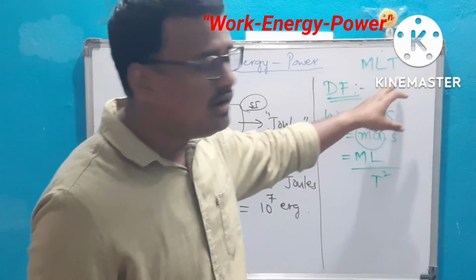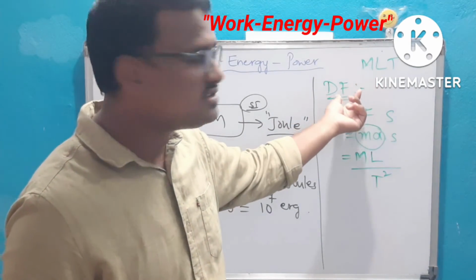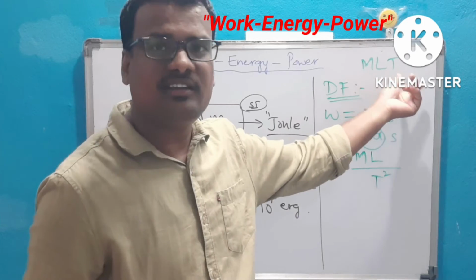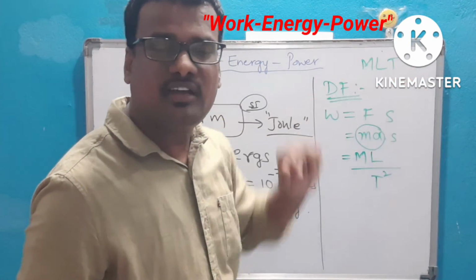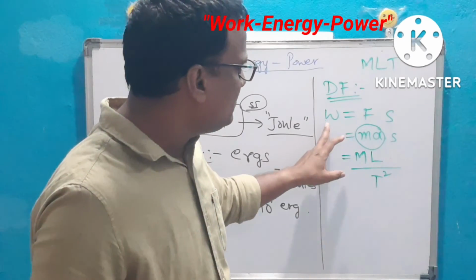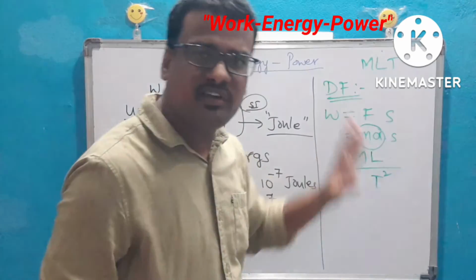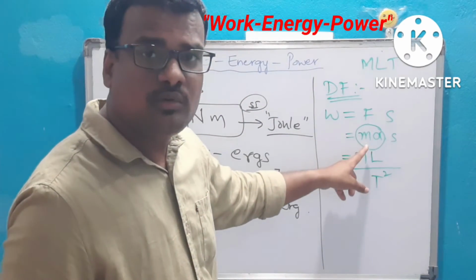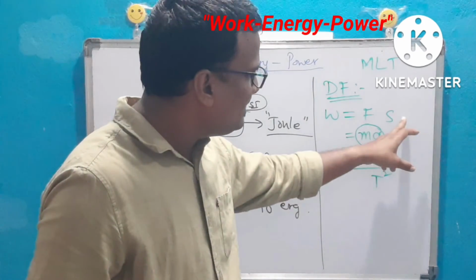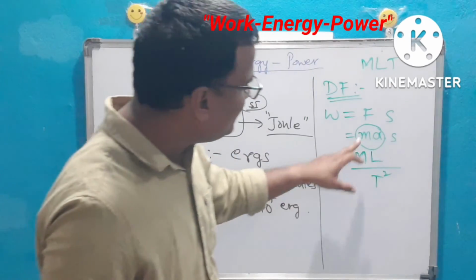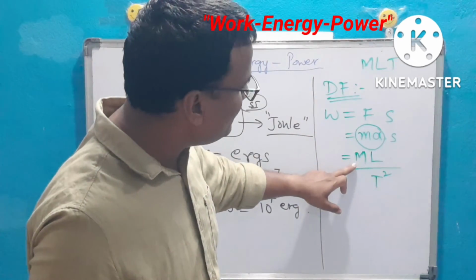Most of the dimensional formulas are derived in MLT terms. Here M is the mass, L is the length, and T represents the time. So what is the equation of the work done? W equal to F into S. But according to Newton's second law, F equal to ma. So we can write ma, and S is displacement here, right? But here m is mass. So mass dimensional letter is M. So we can write M here.